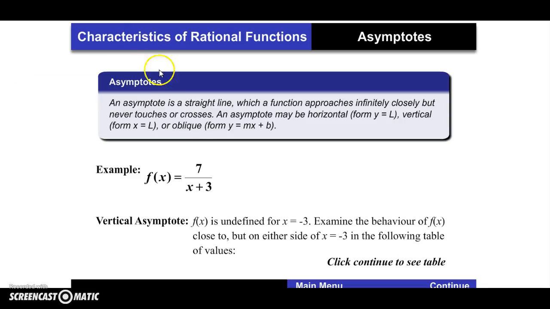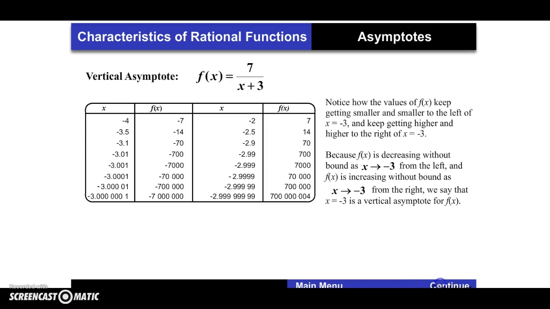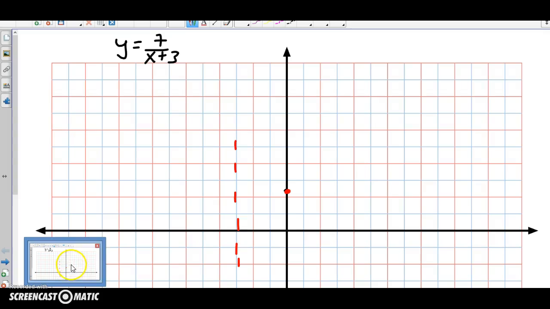Now I want to go back and see if that makes sense, if you can make sense of this little applet that comes with the course. That goes over the asymptote at -3, good. Then notice how the values of f of x keep getting smaller and smaller to the left of x equals -3 and keep getting higher and higher to the right of x equals -3. So what that means is what's going to happen when I approach my asymptotes from either side.